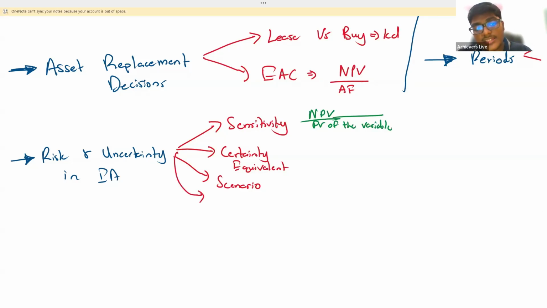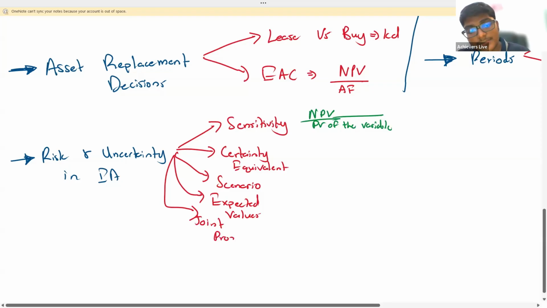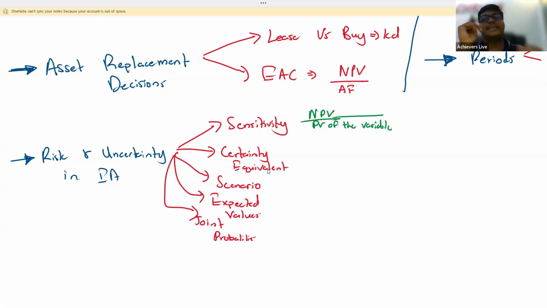Next thing, expected values. So using probabilities, you are going to calculate a weighted average. What is that weighted average? You call that weighted average expected values. Under that, another small part which is coming, joint probabilities. So a little bit complex calculation, a calculation part which I'm not going to explain, but there is something called joint probabilities.